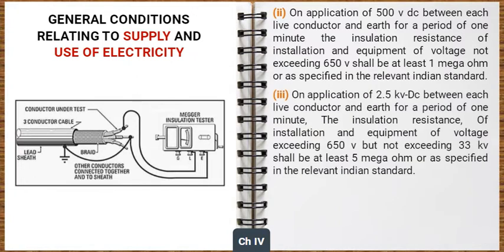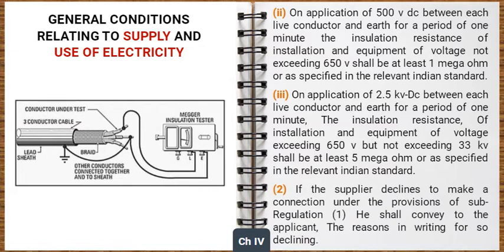On application of 2.5 kV DC between each live conductor and earth for a period of 1 minute, the insulation resistance of installation and equipment of voltage exceeding 650 volt but not exceeding 33 kV shall be at least 5 mega ohm or as specified in the relevant Indian standard. If the supplier declines to make a connection under the provisions of Sub-Regulation 1, he shall convey to the applicant the reasons in writing for so declining.